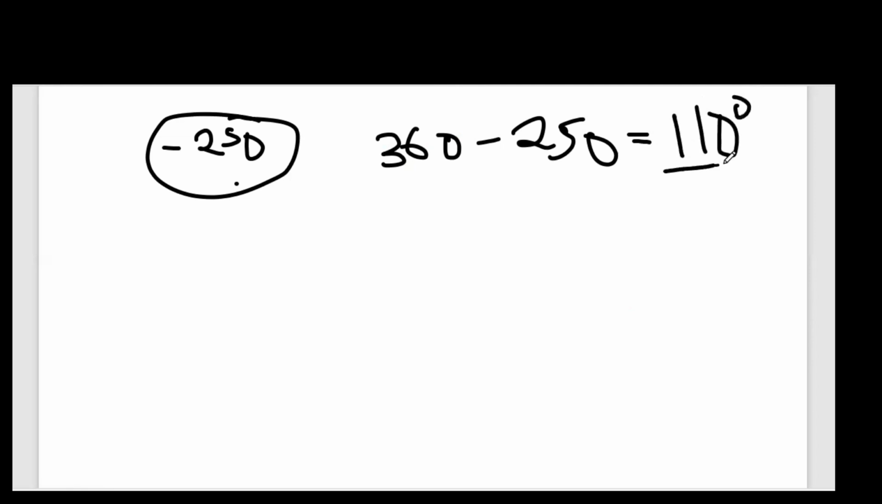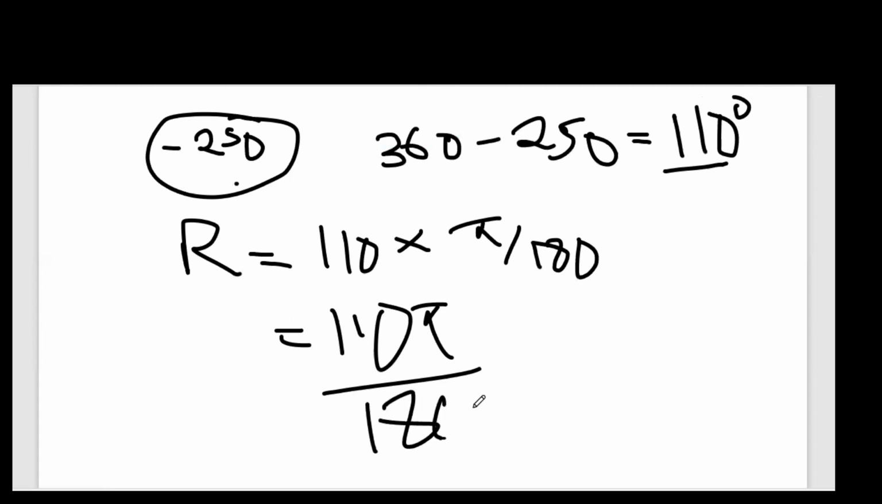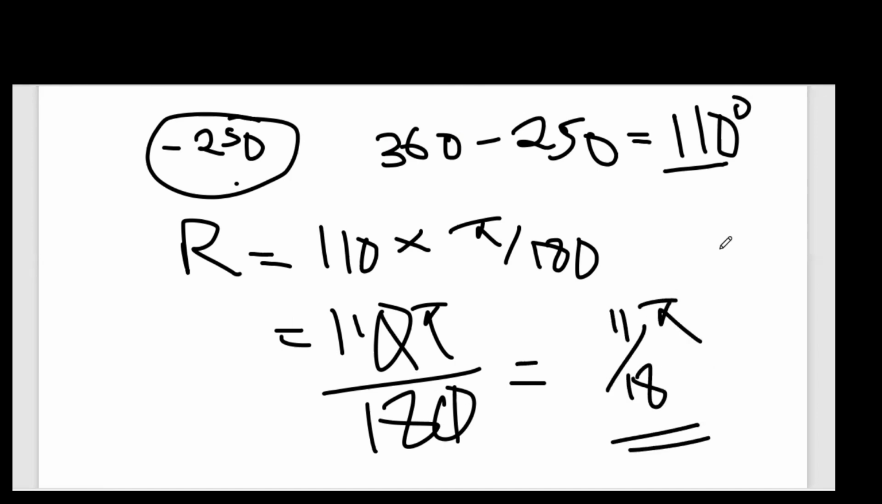Now we are taking this 110 degrees into radians. The angle in radians will be equal to our angle in degrees multiplied by pi over 180. So it's equal to 110 pi over 180. Cancel 0, cancel 0, we have 11 over 18 pi. So this is our angle 110 degrees in radians.